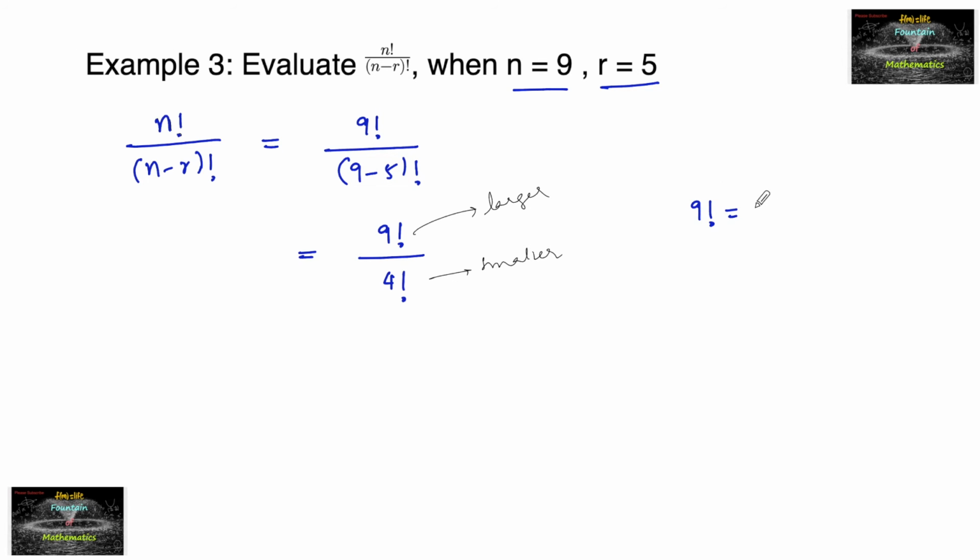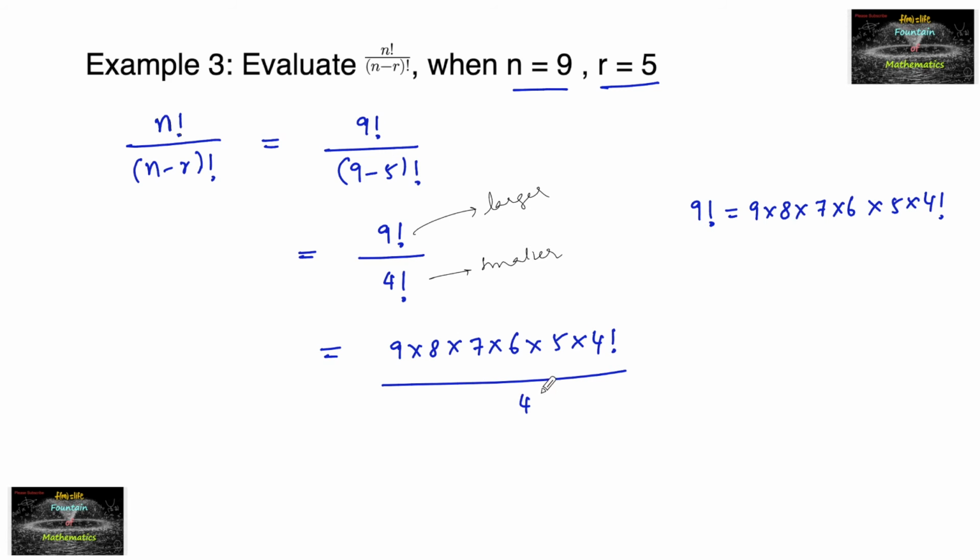So it can be reduced. 9 into 8 into 7 into 6 into, as per our requirement, up to 4 factorial. So we can write up to 4 factorial. So that is 9 into 8 into 7 into 6 into 5 into 4 factorial upon 4 factorial. So we can cancel 4 factorial and 4 factorial, and let us multiply.